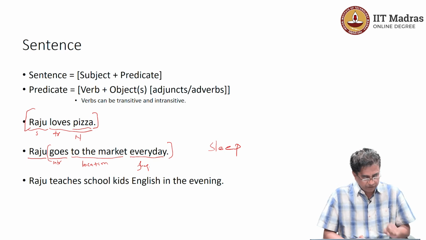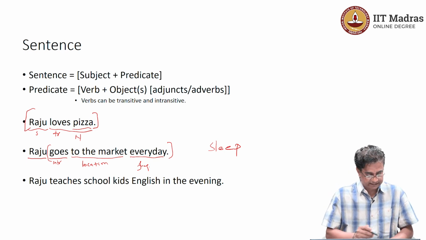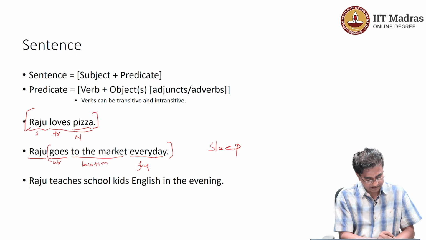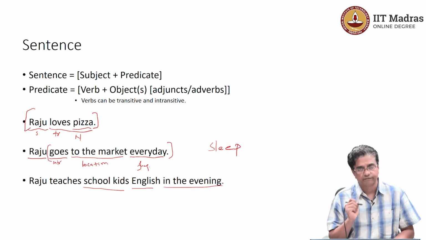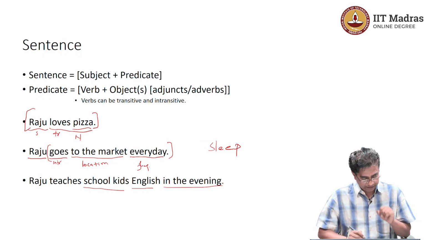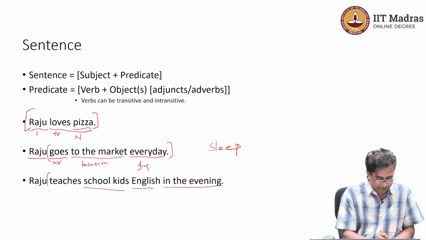Now, when we look at the third sentence here, it's a different type of sentence. Raju teaches school kids English in the evening. Now, look at this. This is also a predicate.